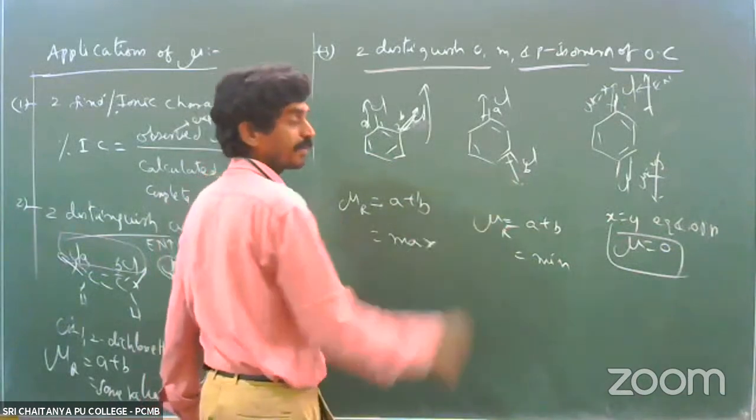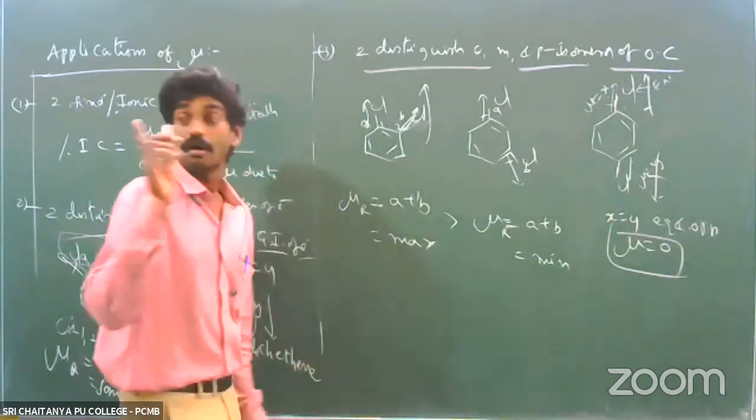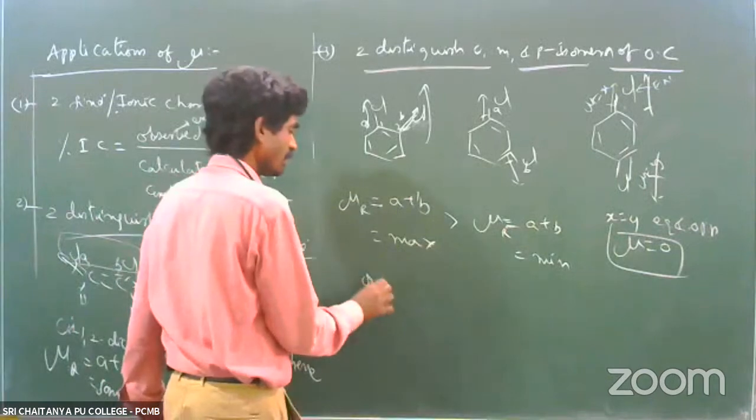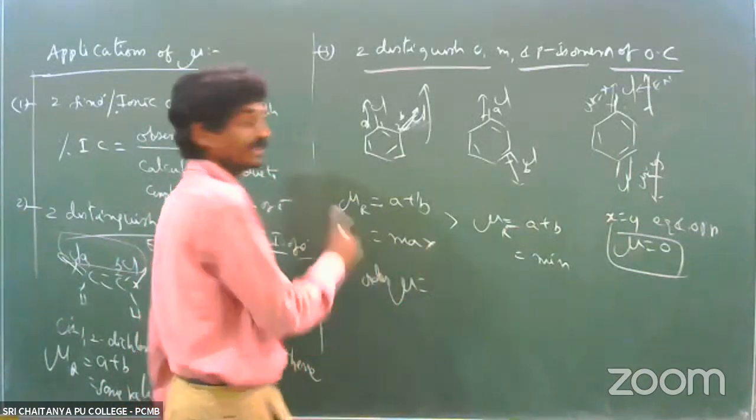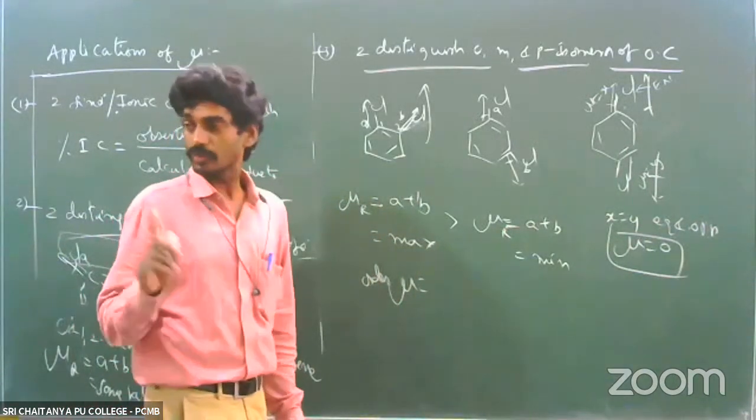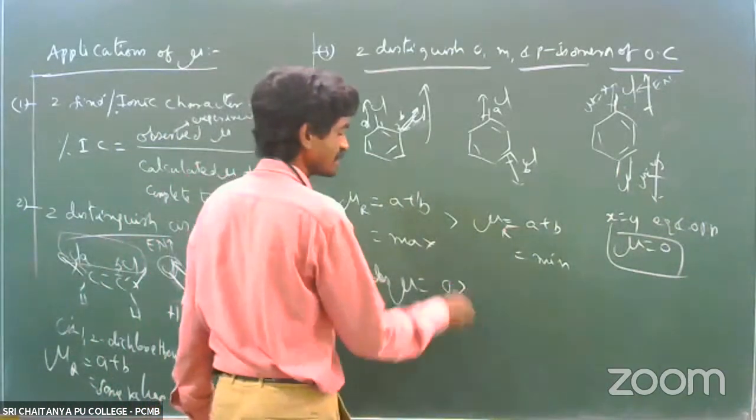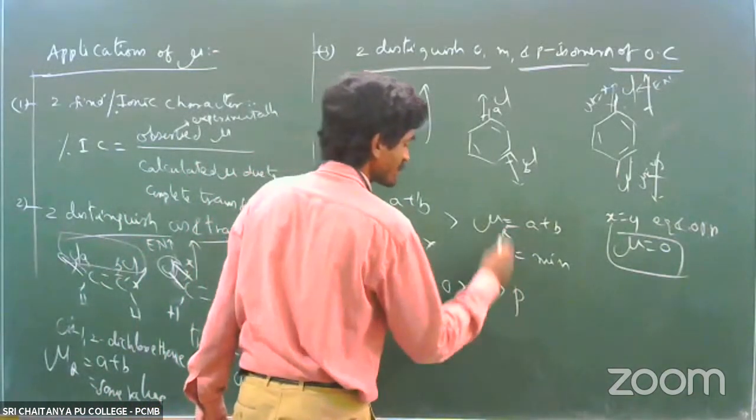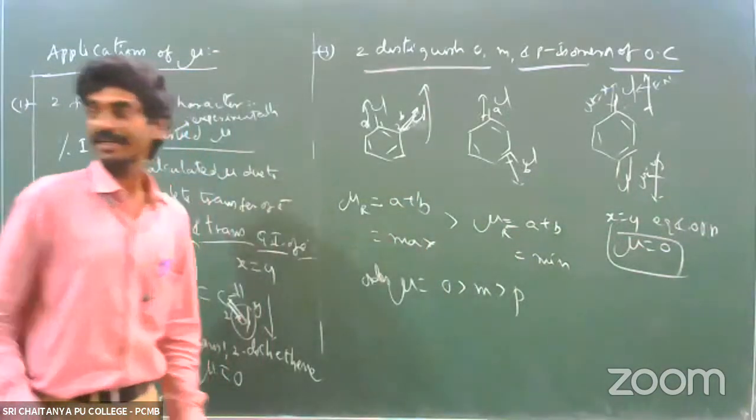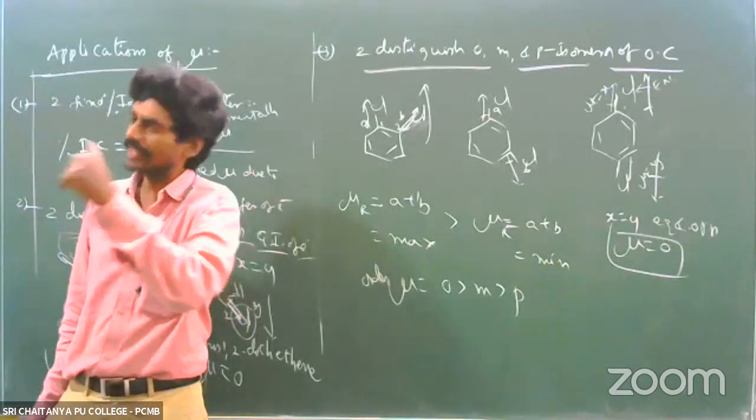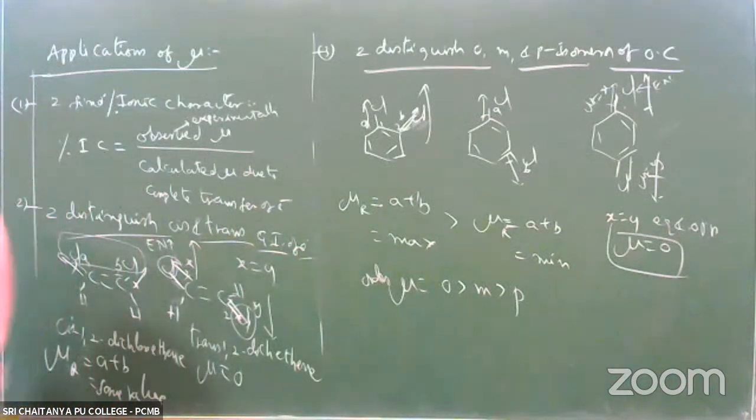The order of dipole moment of these three, ortho, meta, para, is: ortho is maximum, next meta, and para is 0. That means among the three, if the dipole moment of a molecule is 0, then it is the para isomer; the maximum is the ortho isomer, and the intermediate is the meta isomer. Okay, so this is also one of the applications of dipole moment. Got it?